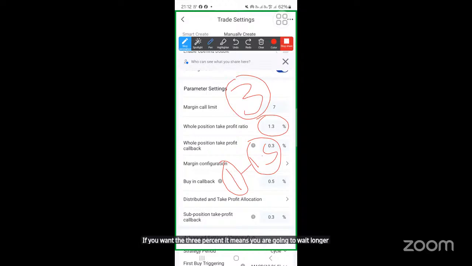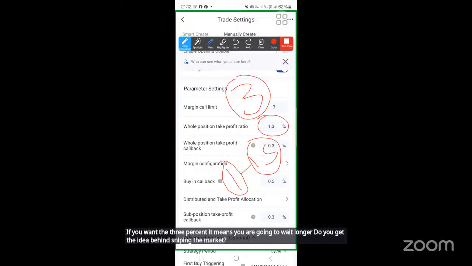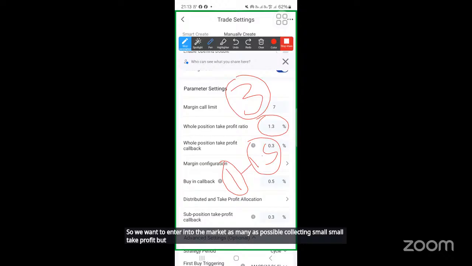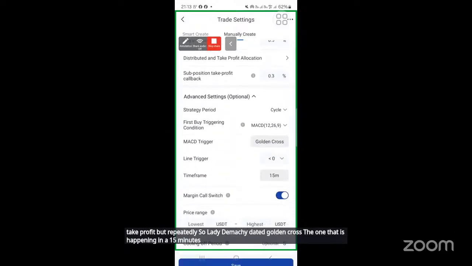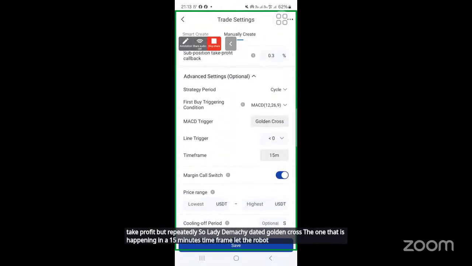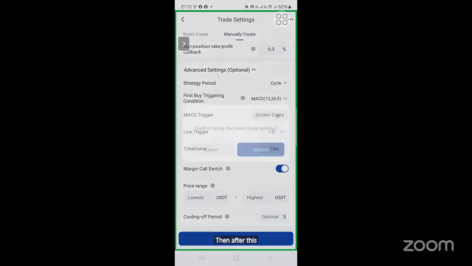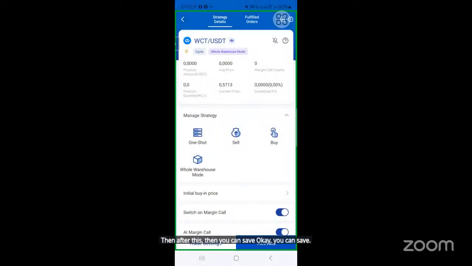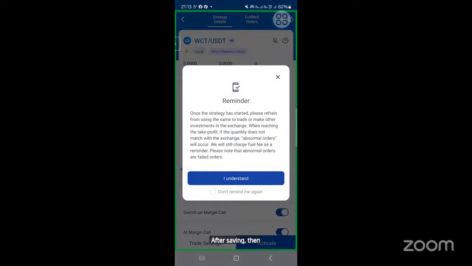Do you get the idea behind sniping the market? So we want to enter into the market as many times as possible, collecting small take profit, but repeatedly. So let the MACD golden cross, the one that is happening in a 15 minutes time frame, let the robot monitor this one. Then after this, you can save. After saving, you activate your robot.